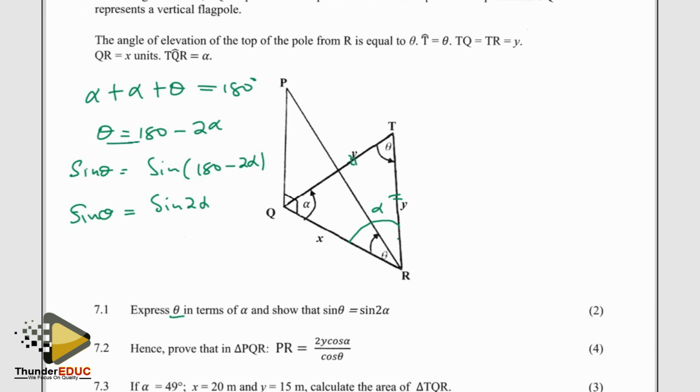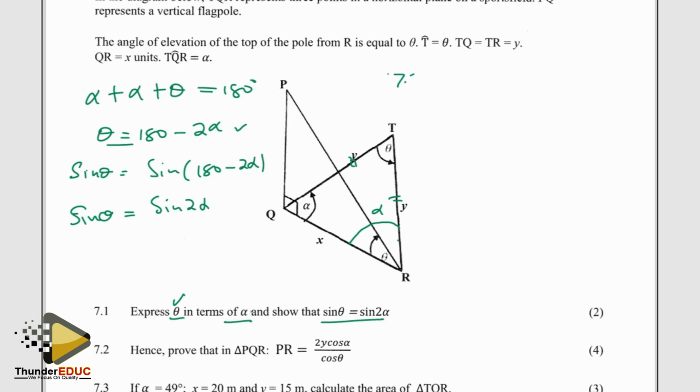So this is the first statement that they wanted, because we're expressing theta in terms of alpha, and then we are showing that by introducing the sine on either side. Then 7.2. Hence, from what we just obtained, can we proceed and prove that PR is that? This PR, PR is the hypotenuse of this triangle.